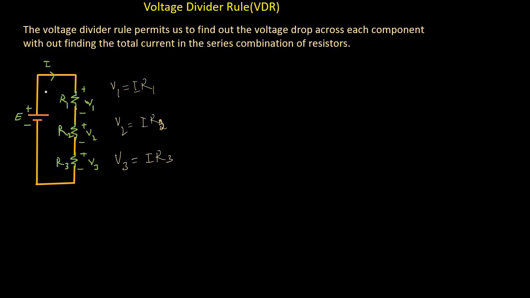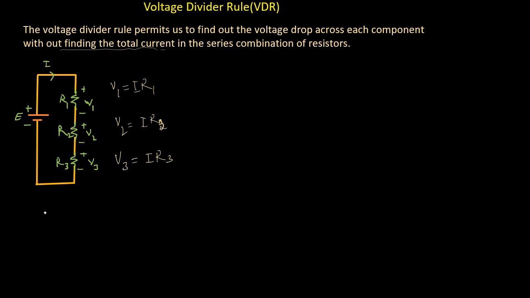Now, in order to avoid finding the total current in the circuit, we can use a rule called the voltage divider rule, which permits us to find the voltage drop across each component without finding the total current in the series combination of resistors. That is, this voltage divider rule prevents us from having to find the total current in the circuit.